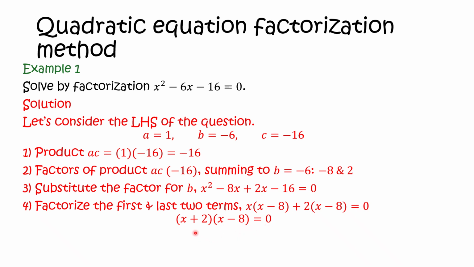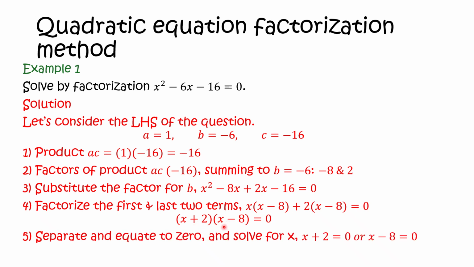From here, we move on to separate these two factors, x plus 2 and x minus 8, and equate them to 0, because it means that one of them is 0 or the other is 0. So with that, we have x plus 2 equals 0 or x minus 8 equals 0. And our final answer is x equals minus 2 or x equals 8.